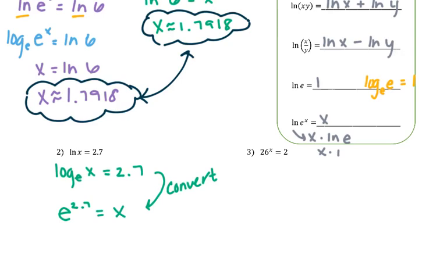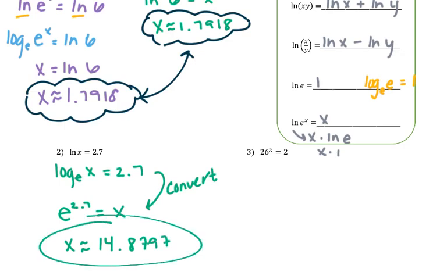And now that x is alone, there's that e to the power button on your calculator. So you can evaluate and get that x is approximately 14.8797. And you're done.